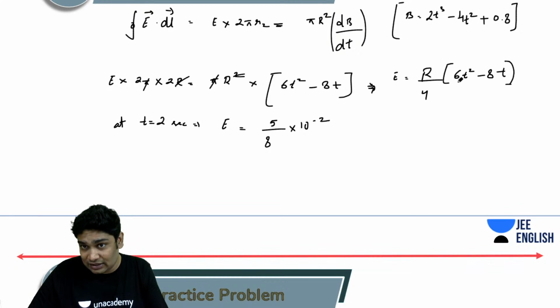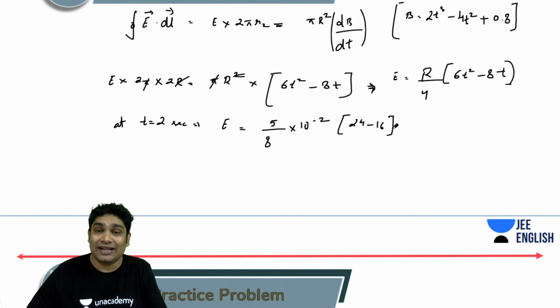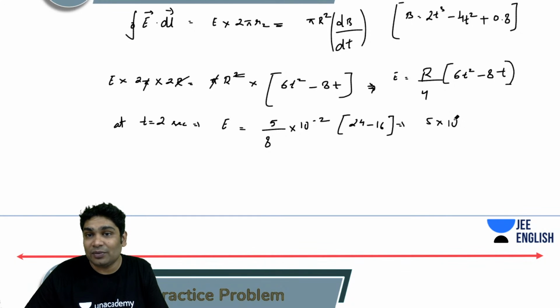And at t equals 2, you will have 24 minus 16. So that is 8. So what is the electric field strength? 5 into 10 to the power of minus 2. That is the strength of the electric field, in Newton per Coulomb.